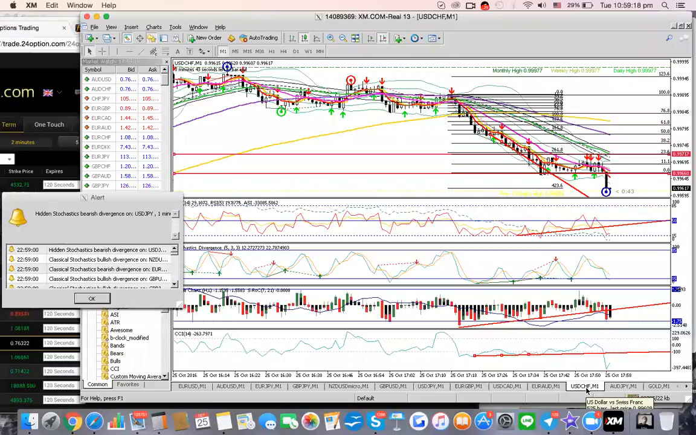Okay, for those of you who are using spot option platforms, roll over the UCHF trade, roll over.